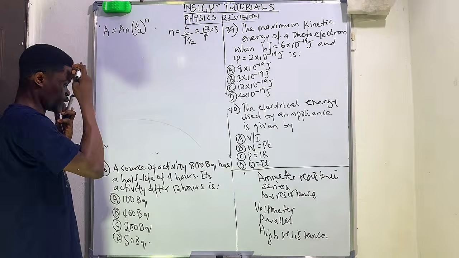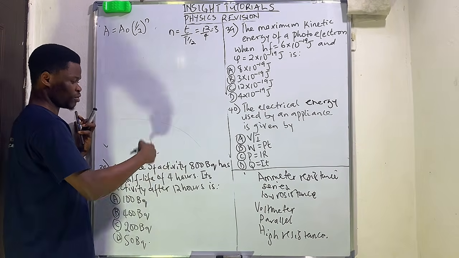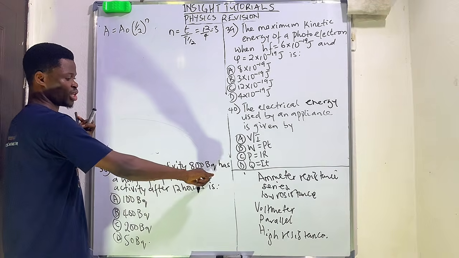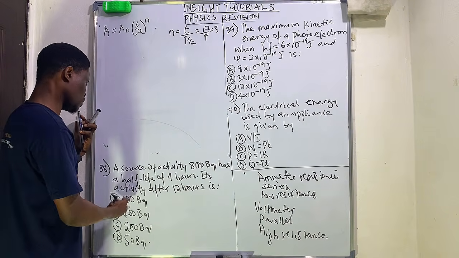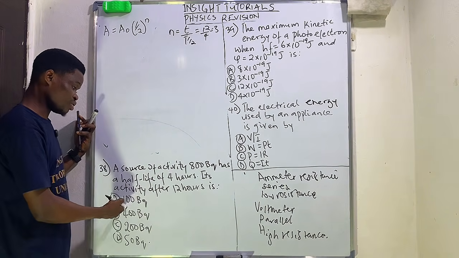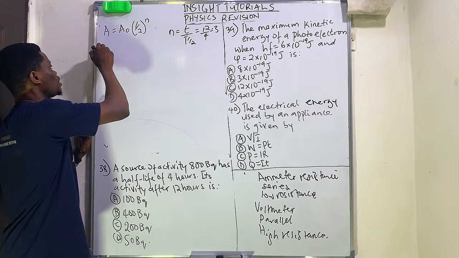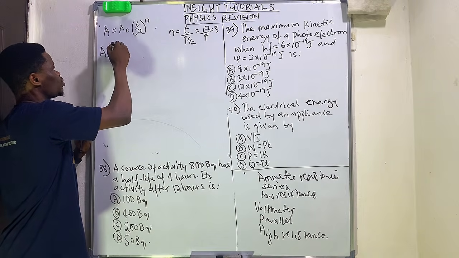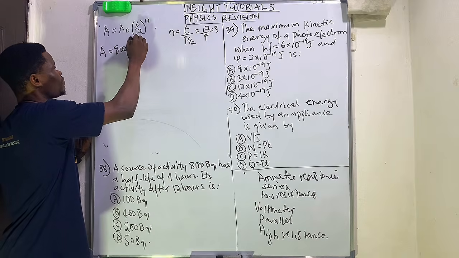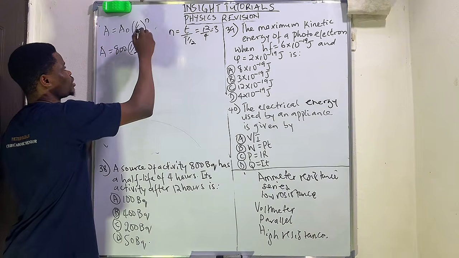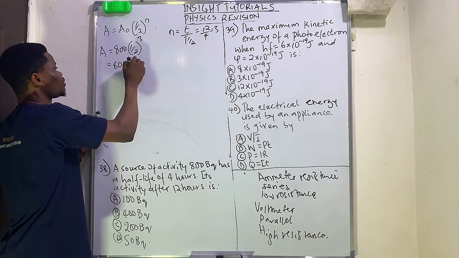Okay? So we are told that this source of radioactivity, from its initial state, was 800 becquerel. So we want to know the number of becquerel that it will have after 12 hours, right? We're going to say that the activity is equal to 800, which is the initial becquerel, times one half in brackets raised to the power n, which we have gotten as what? 3. So this is 800 times.